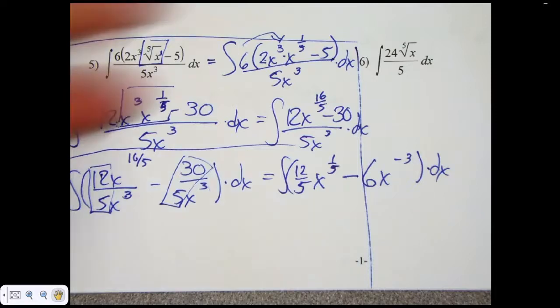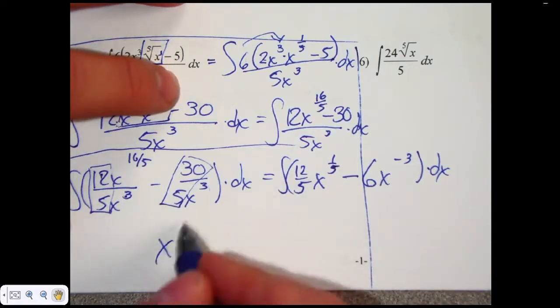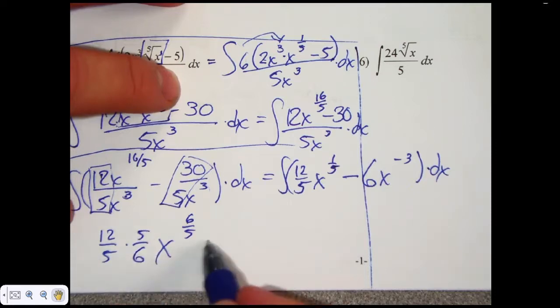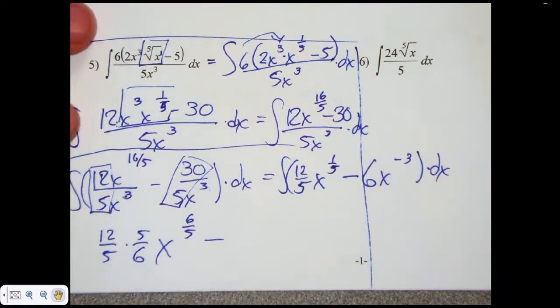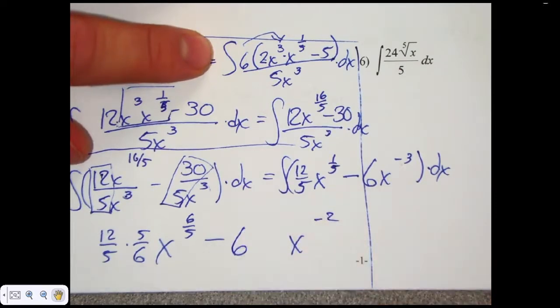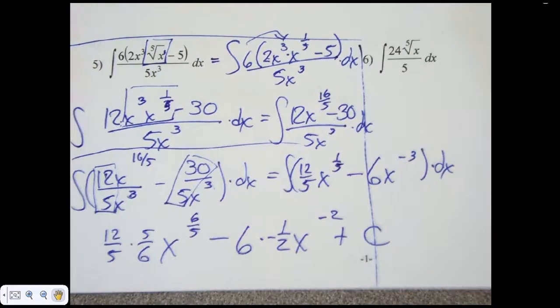So now I add 1 to the power. So now this will be x to the 6 fifths. I had 12 fifths already. I need to multiply by the reciprocal, which is 5/6. Same thing here, add 1 to the power is -2. I had a -6 already. I'm going to multiply by the reciprocal of -2, so -1/2. And the plus c should be there now because the integral is gone.